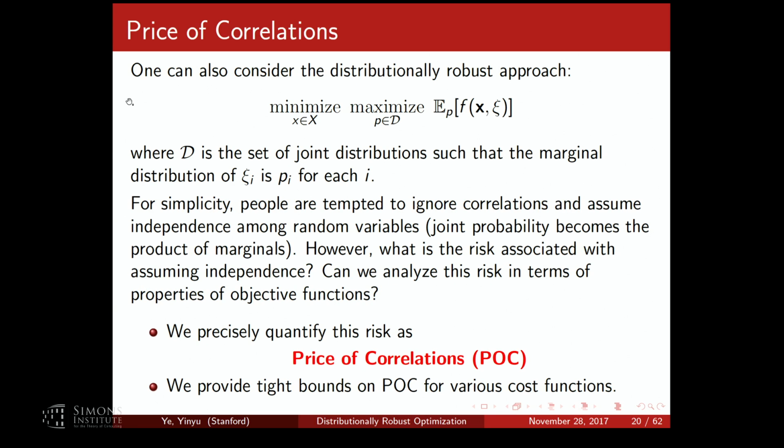So we quantify this risk. It's called the price of correlation. Because we relax and assume they're independent, we have to pay some price, okay? So we analyze for what functions this price is not too high, and for what functions this price is very high. At least in practice, we know what the question is: for simplicity and computability, can we safely assume this kind of product distribution?